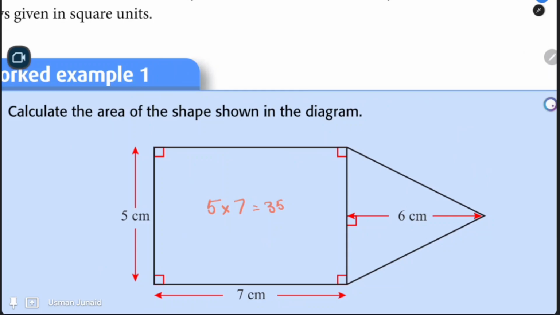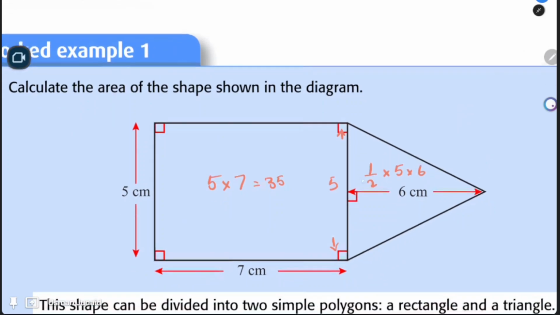And what is the formula for the area of this triangle? 1 by 2 into base into height. And what's the base? 5. Exactly. Because it will match here. So here till here is 5, into 6. So you have 15. And so what's the total area now? 15 plus 35. So 50.